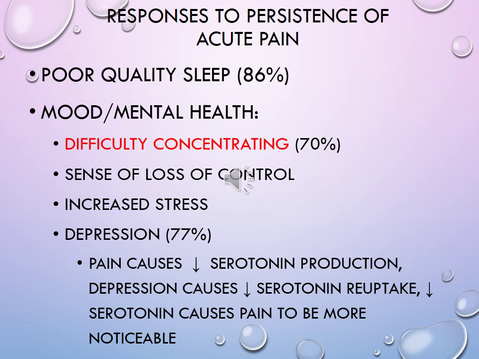Responses to persistence of acute pain. You can have poor quality of sleep, about 86%, mood, mental health, difficulty concentrating, about 70%. You have a sense of lost control, increased stress, and depression, because pain causes a decrease in serotonin production, and then depression causes a decrease in serotonin reuptake.